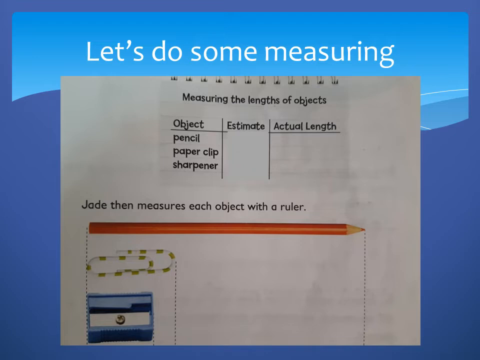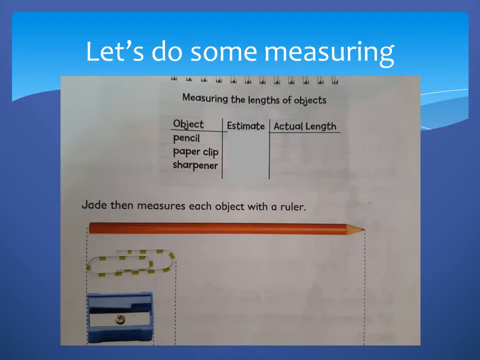I estimate maybe this should be like 6 centimeters. Do your own estimates, okay? Now this is it. Write your own estimates in, okay, write what you have here, measuring the length of an object. You take a picture of it and send it to me, okay? Measuring the length of an object, write it in your book. Write object, estimate, and actual length. Then write the 3 objects we have: pencil, paper clip, sharpener.